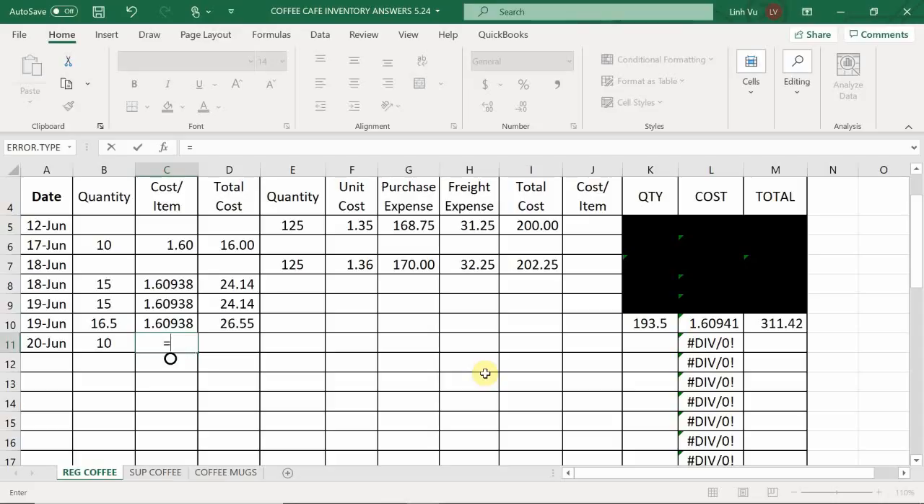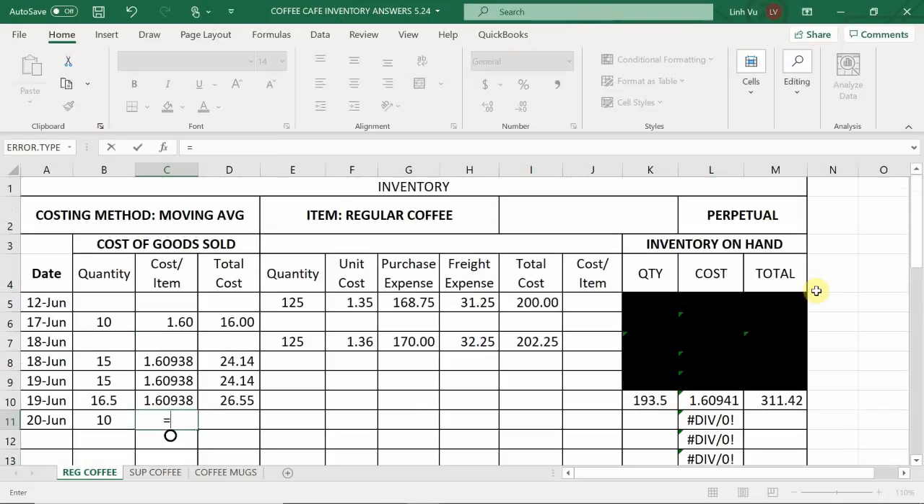Look on the right side of my screen. I have it right here where it says inventory on hand, where the black squares are. Is that the on hand quantity cost? Right. What do I have? How many pounds do I have right now in my inventory? The 193.5. Good, correct. Okay.